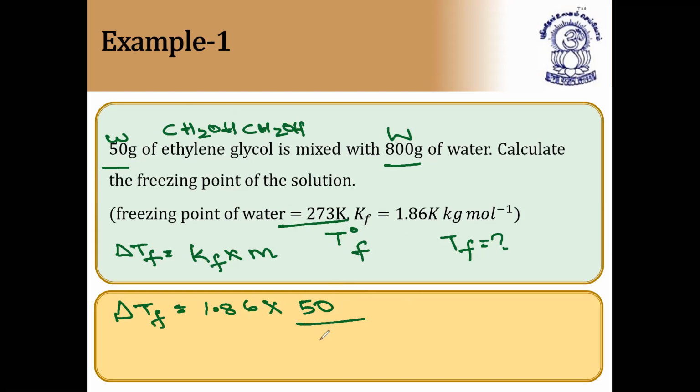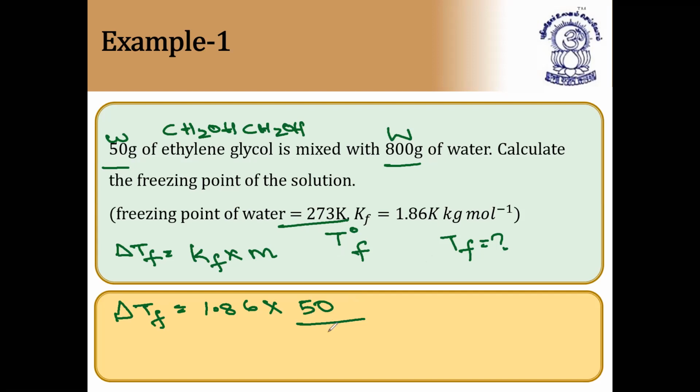Ethylene glycol, one minute, wait. Yes, let us calculate the ethylene glycol molecular weight. It is nothing but CH2OH, CH2OH. So carbon is 12, 2 carbons, 24, plus 1, 2, 3, 4, 5, 6 hydrogens, that is 30, and 2 oxygens, that is 32. So total it is 62.